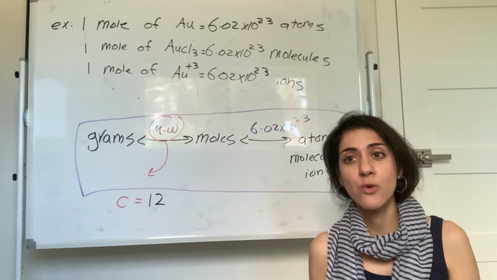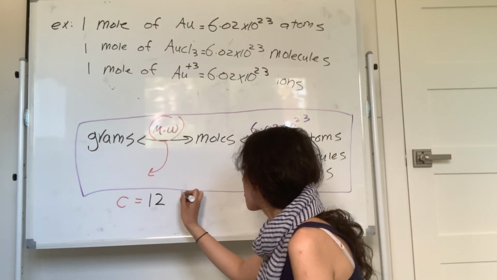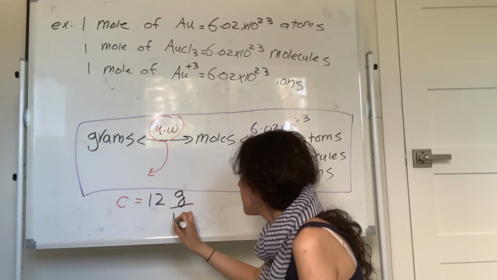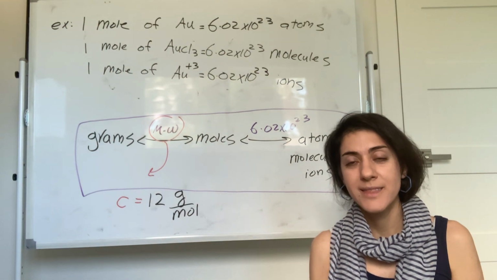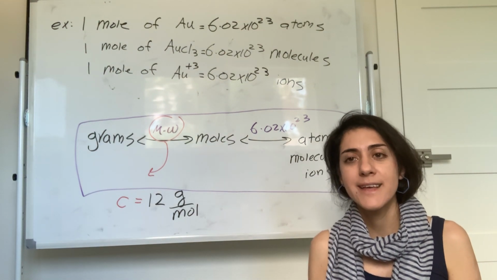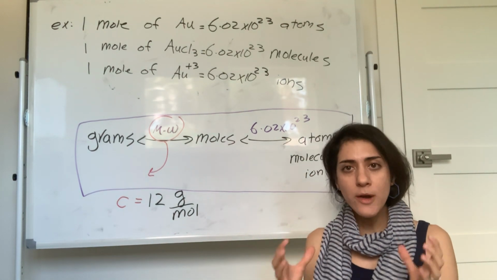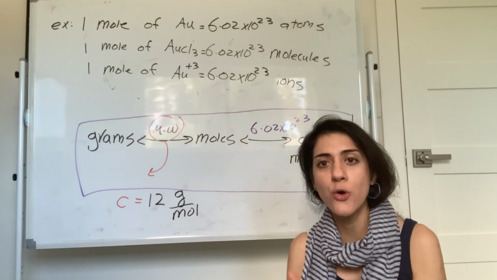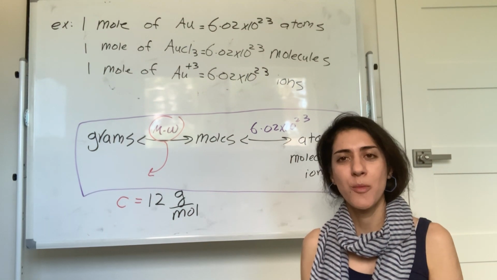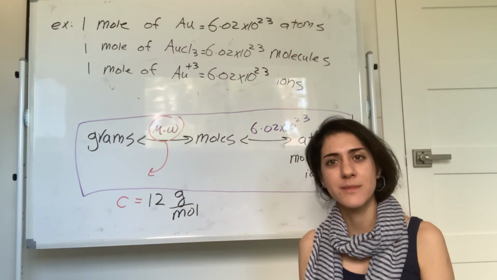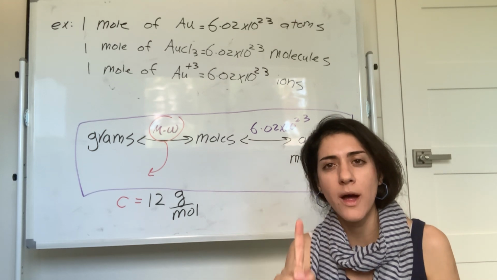The unit for those molar masses on a periodic table is grams per mole. That matters, and I need you to remember that. So what does that mean? That means if I take 1 mole of carbon, if I take 6.02 times 10 to the 23rd carbon atoms, and I weigh them, how much do they weigh? 12 grams. So I need you to remember that those molar masses are for 1 mole.